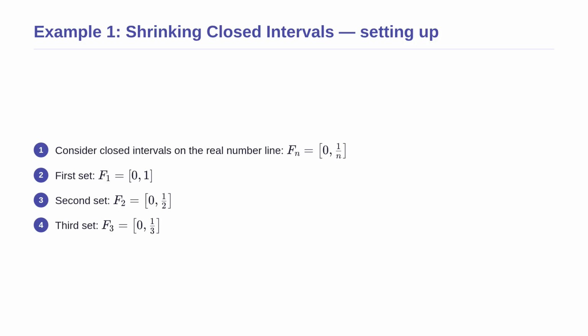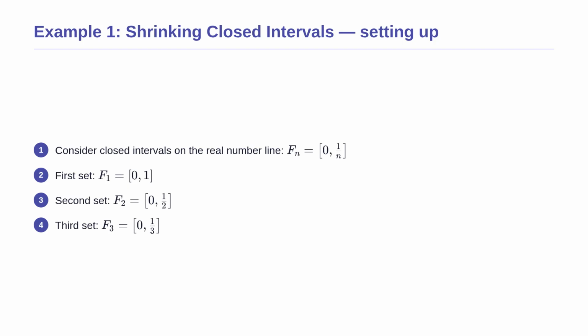We want to show how Cantor's theorem works in a real, everyday math scenario. We are given a sequence of closed intervals on the standard real number line, defined as Fn equals the closed interval from 0 to 1 over n. Our goal is to verify that all conditions of the theorem are met.